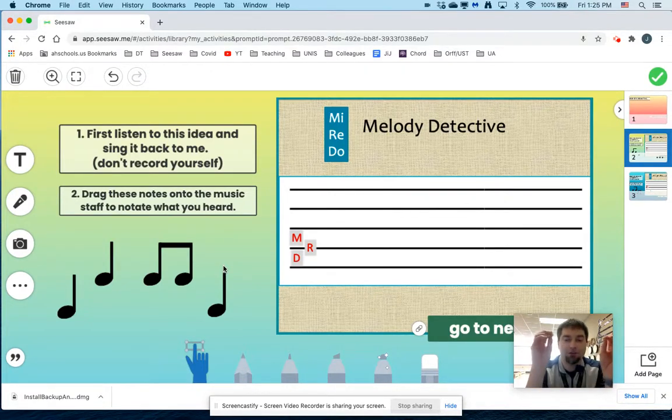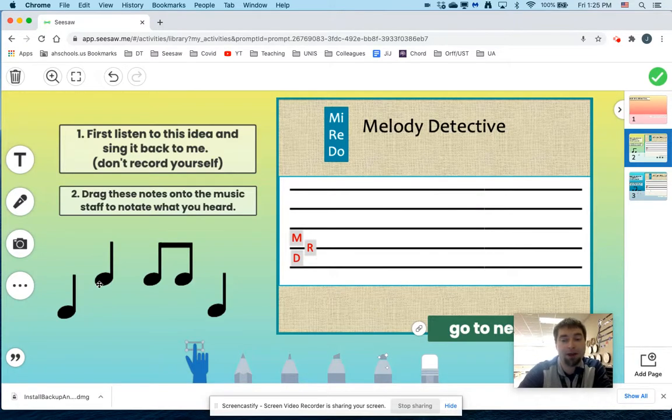And you have to listen, okay, where did it start? Did it start at the highest or the lowest, or did it start in the middle? And what happened after that? Did it move up or move down or stay the same? And you're also listening for, was it 1 sound on a beat or was it 2 sounds on a beat? So if I sing that again, it went loo, loo, loo, loo, loo.